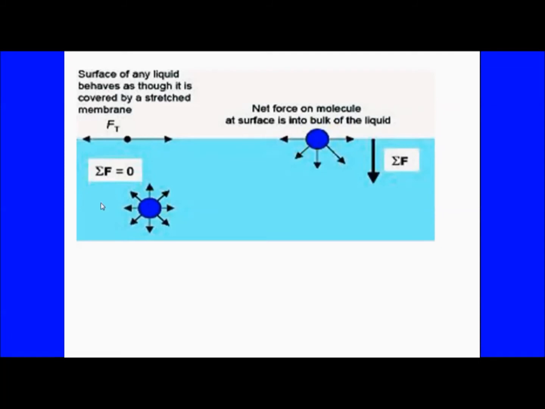But here, the molecule is in the bulk, and this one is at the surface. Here, this molecule in the bulk is being pulled in every direction. So the overall force can be said to be zero, because it is being pulled everywhere. But here at the surface there is a total summation force, and it is pulled into the bulk, or towards the downward region.